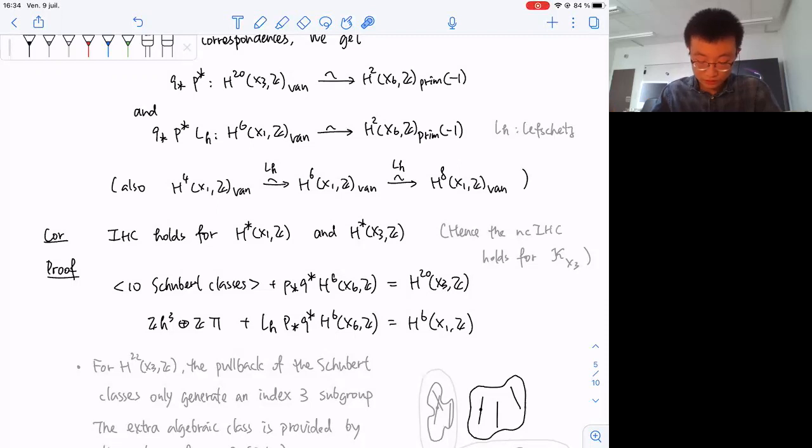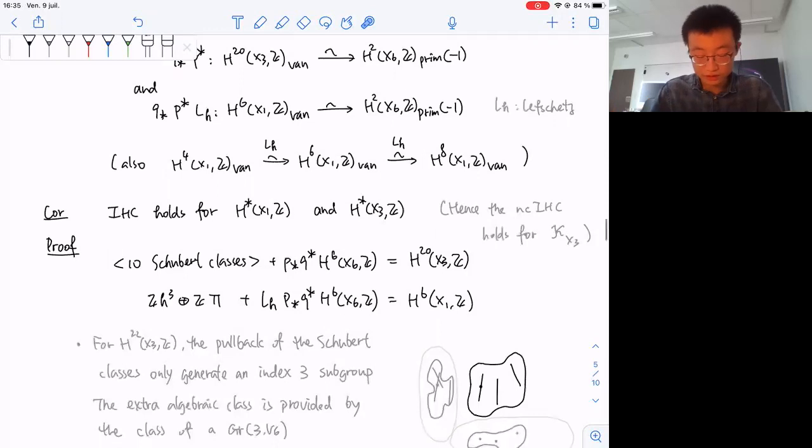Once we know the integral Hodge conjecture holds on the middle cohomology, for the others, they are basically just Lefschetz.